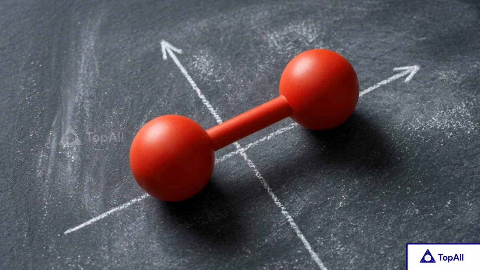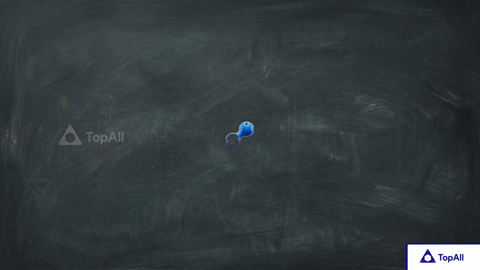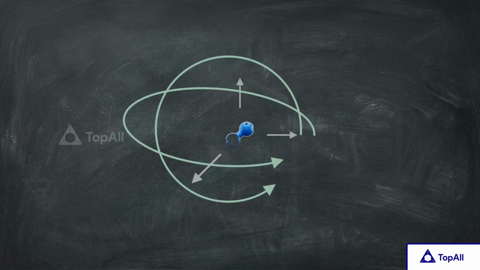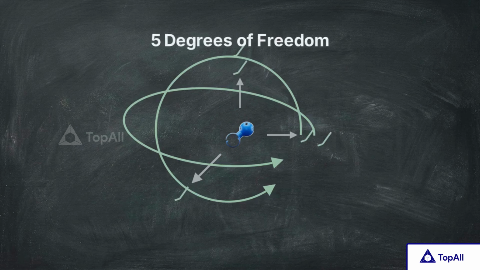A diatomic O2 molecule is shaped like a dumbbell rather than a single point. Like argon, it still uses those 3 basic translational degrees of freedom to fly through space. However, that dumbbell shape allows the molecule to tumble and spin, adding 2 independent axes of rotation. Rotating along the bond's axis has a negligible moment of inertia, so it doesn't count. This leaves oxygen with 5 total degrees of freedom.